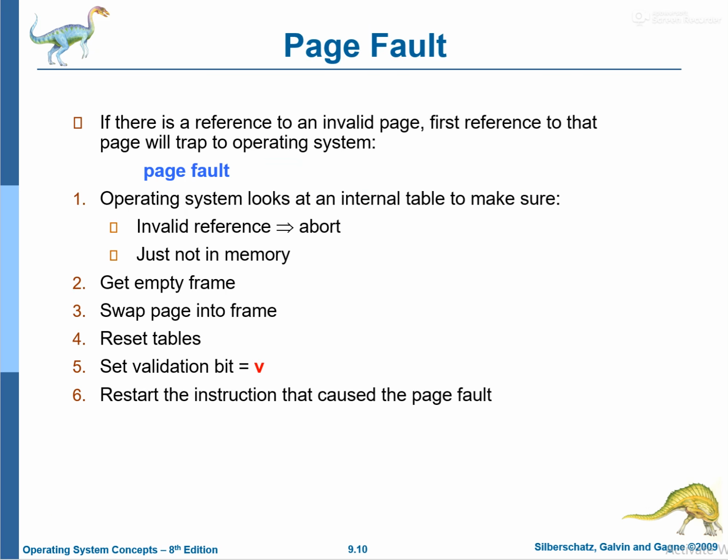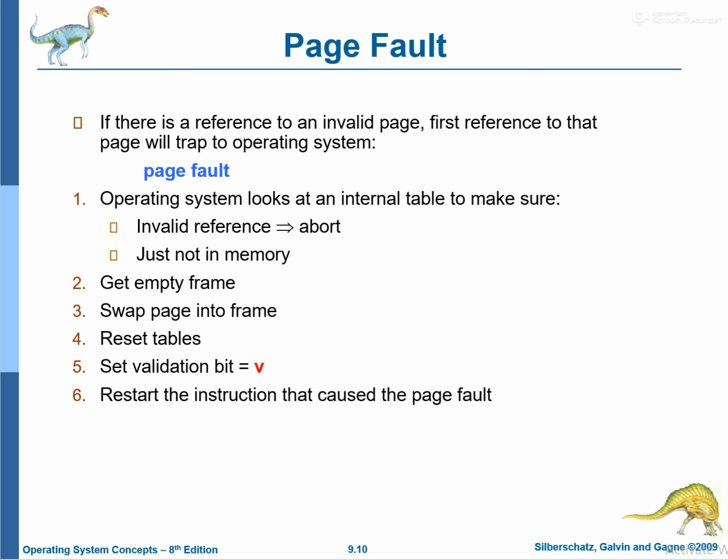Okay, so we already know what a page fault is. So how to handle this page fault? If this page fault occurs, what are the steps that the operating system needs to take? For this purpose, the operating system first needs to look at an internal table. What is this internal table? It is usually kept with the process control block, and first the operating system will check an internal table for this process to determine whether the reference was a valid or invalid memory access.